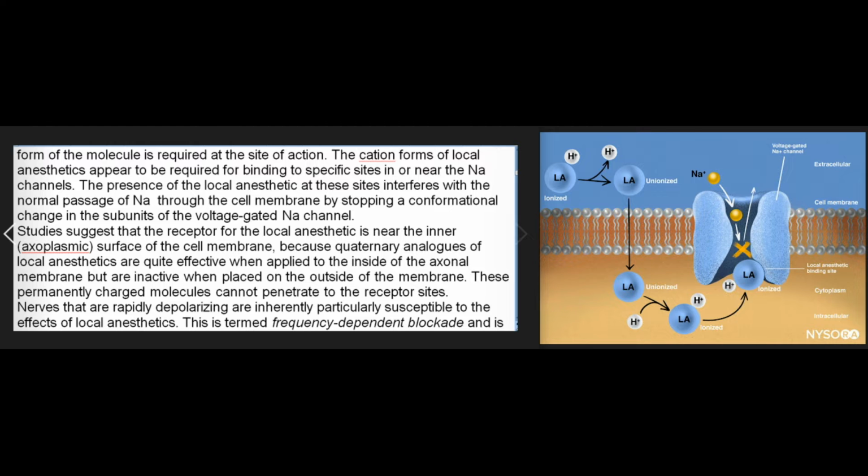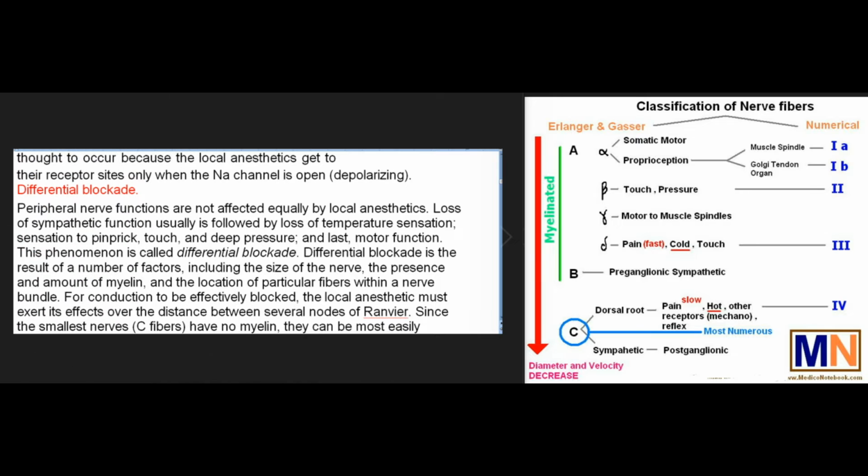Studies suggest that the receptor for the local anesthetic is near the inner, axoplasmic, surface of the cell membrane, because quaternary analogues of local anesthetics are quite effective when applied to the inside of the axonal membrane but are inactive when placed on the outside of the membrane. These permanently charged molecules cannot penetrate to the receptor sites. Nerves that are rapidly depolarizing are inherently particularly susceptible to the effects of local anesthetics. This is termed frequency-dependent blockade and is thought to occur because the local anesthetics get to their receptor sites only when the Na channel is open, depolarizing.